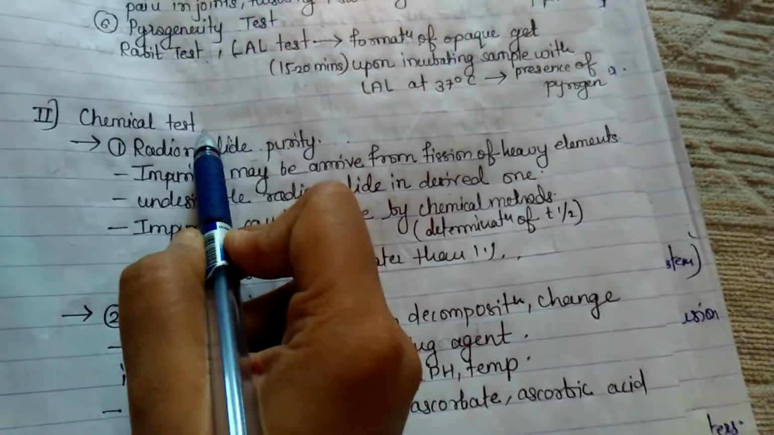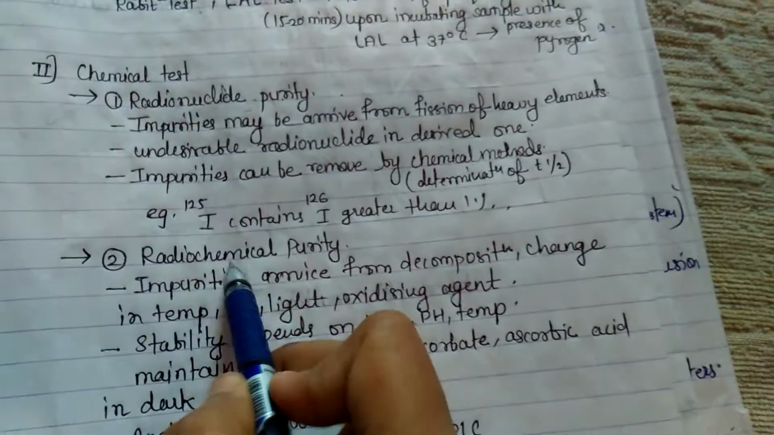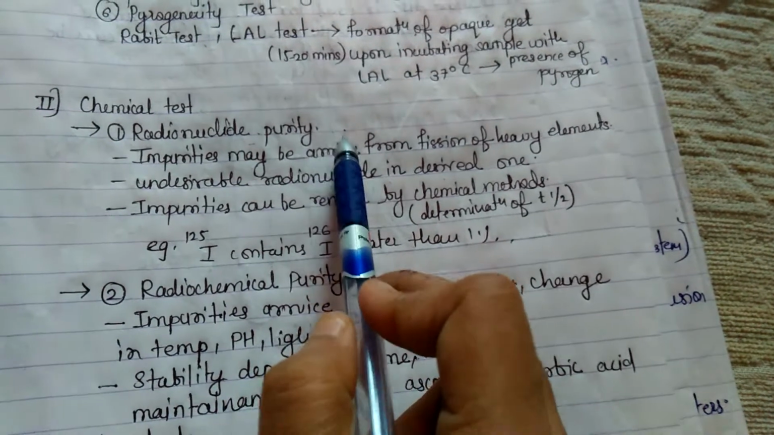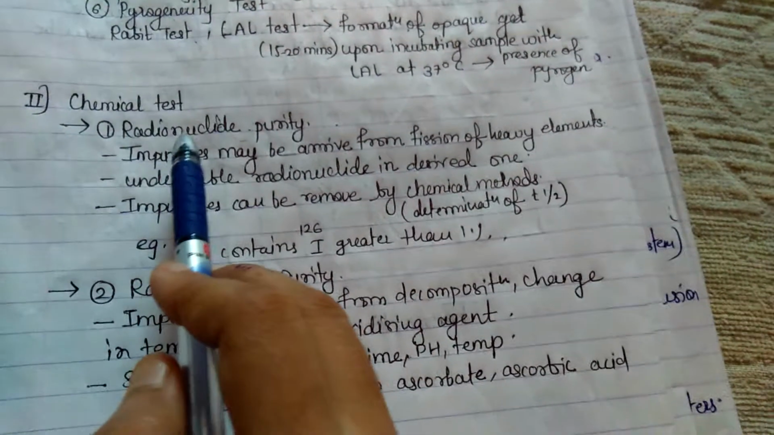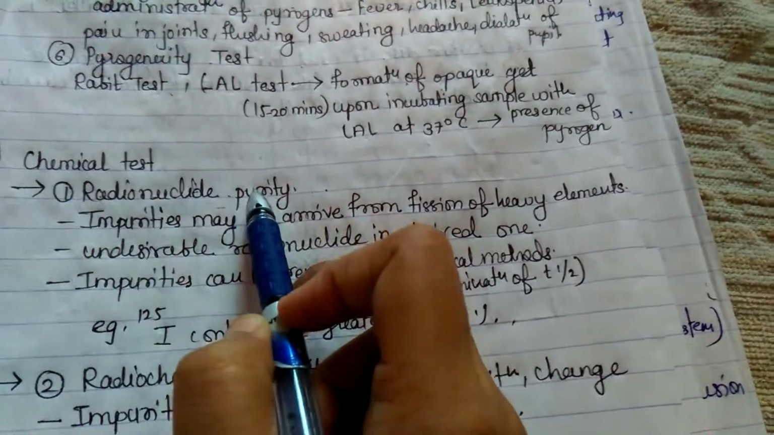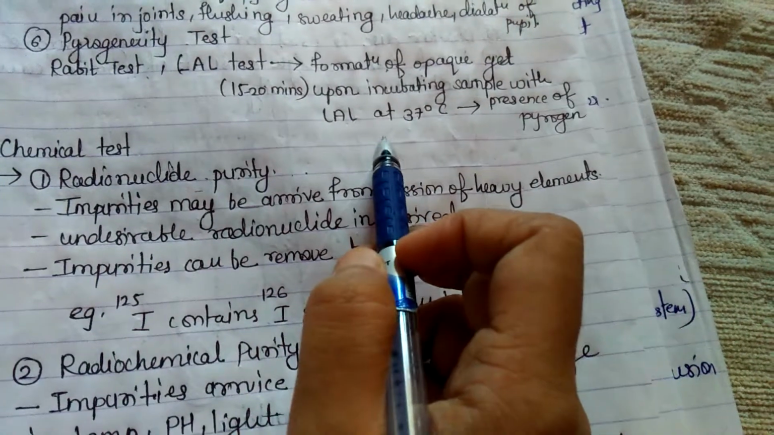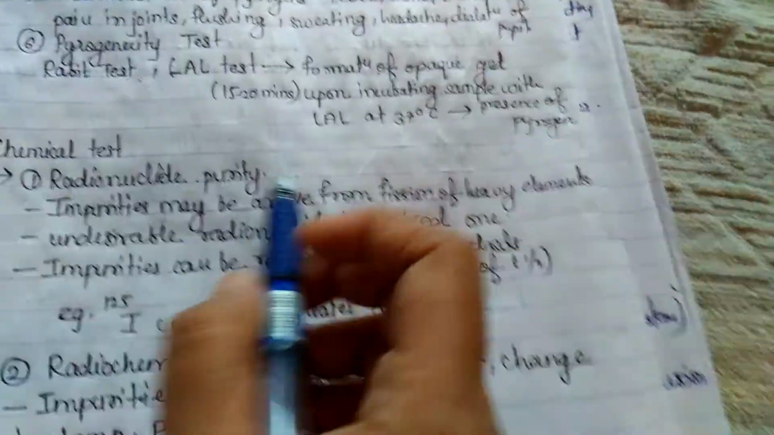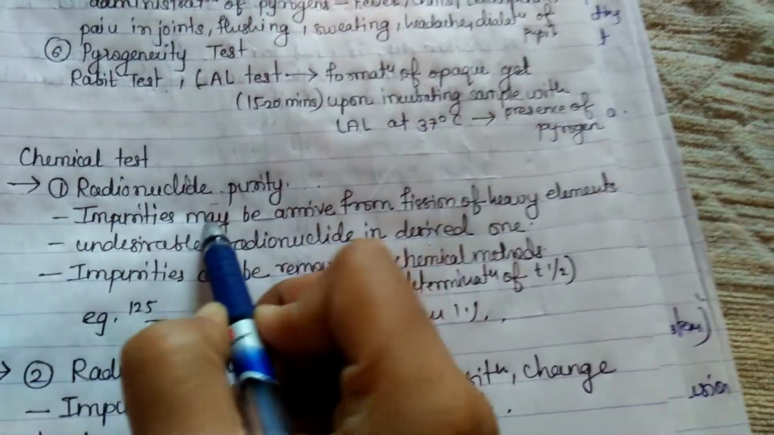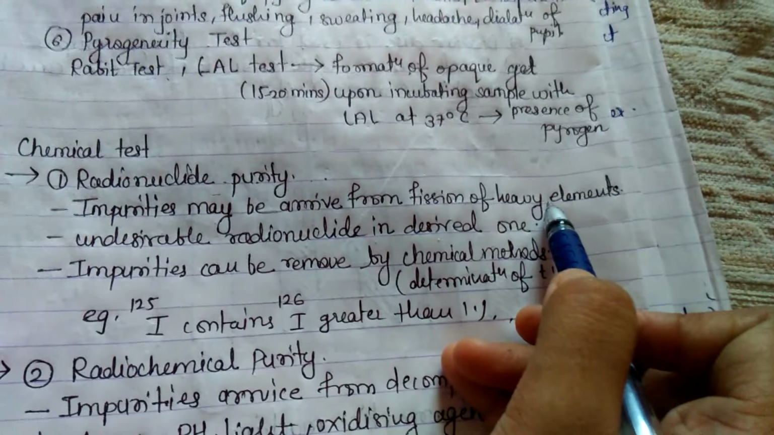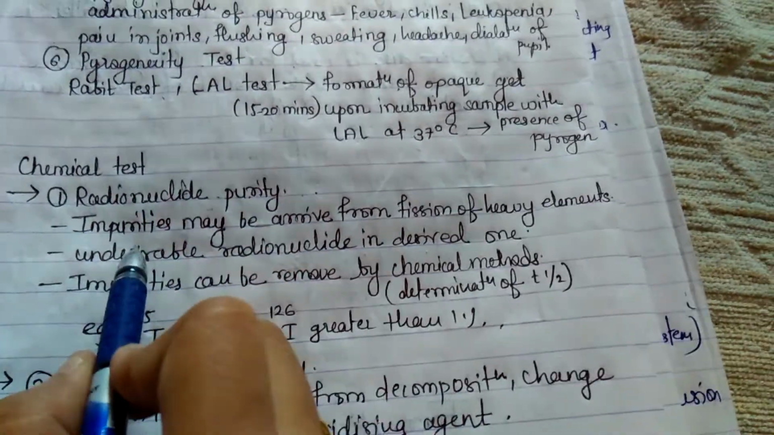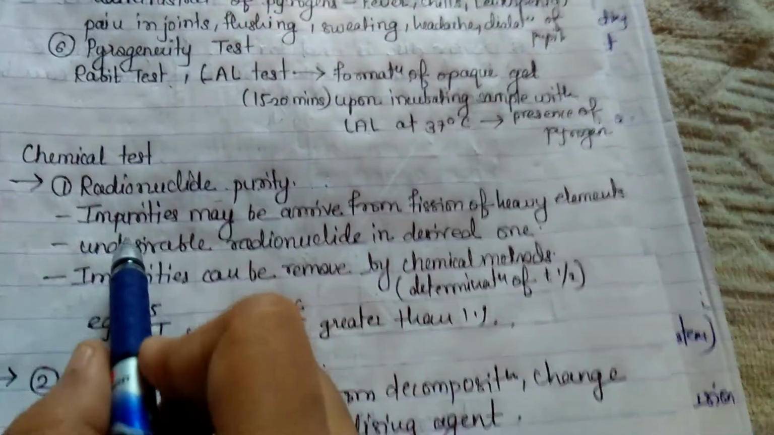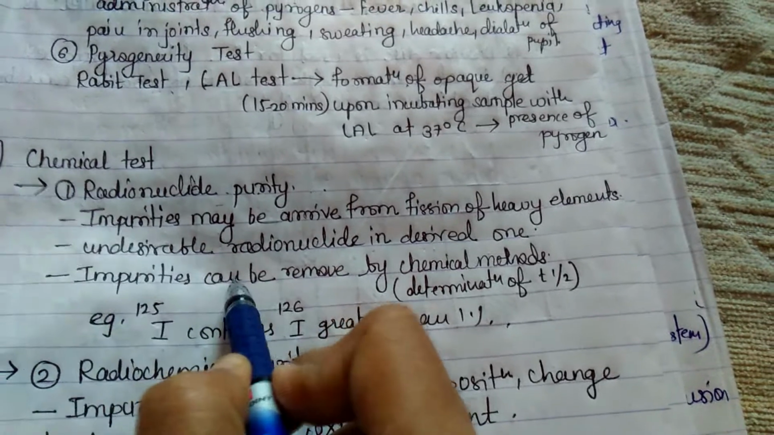Next is the chemical test. The chemical test will include radionuclide purity and radiochemical purity. We already saw the definitions of radionuclide purity and radiochemical purity in the previous session. So what is radionuclide purity? It is the percentage of the total radioactivity due to the specified radionuclide which is present in the radiopharmaceutical product. Those impurities may arise from fission of heavy metals, or from the presence of undesirable radionuclide in the desirable radionuclide product. Those impurities can be removed by some chemical method.